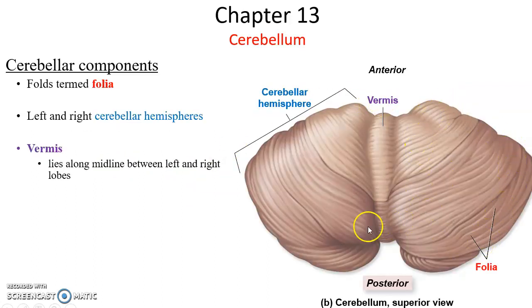The cerebellum has two hemispheres, a right hemisphere and a left hemisphere. It also has a structure down the middle connecting the hemispheres called the vermis. And then the folds seen on the surface of the cerebellum are referred to as folia. So instead of gyri, they're called folia.